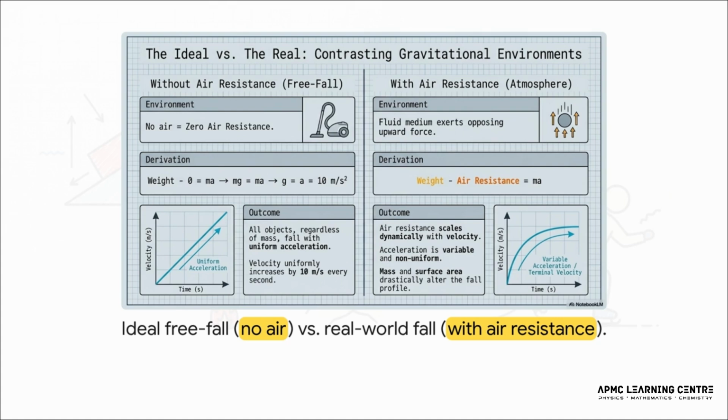In a perfect vacuum, where there's zero air, gravity is the only force that matters. A feather and a bowling ball will fall at the exact same rate. But out here, in our atmosphere, we have air resistance, which is really just a type of fluid friction, and it's constantly pushing up on falling objects. And that changes absolutely everything.